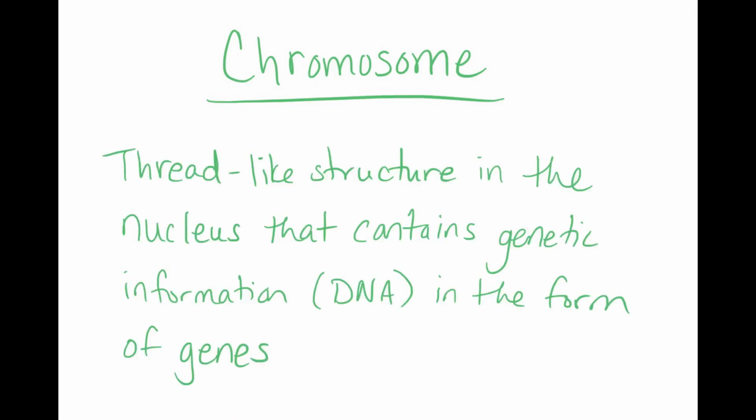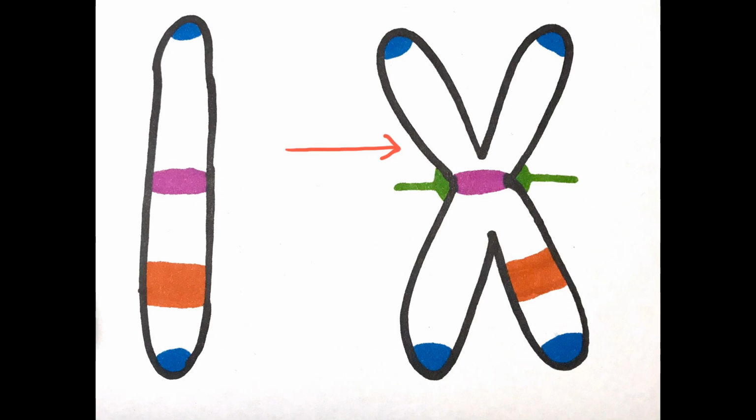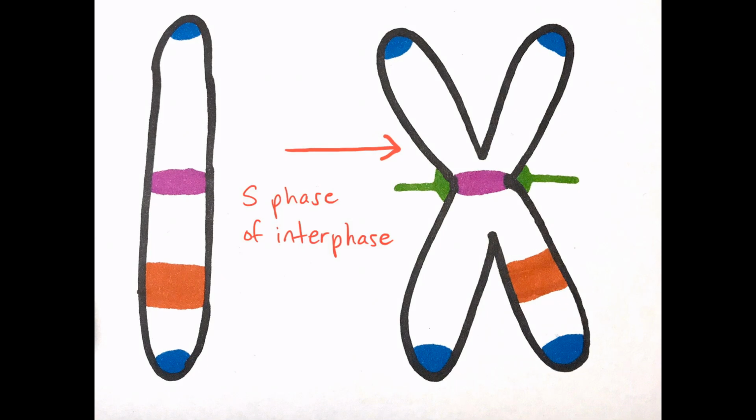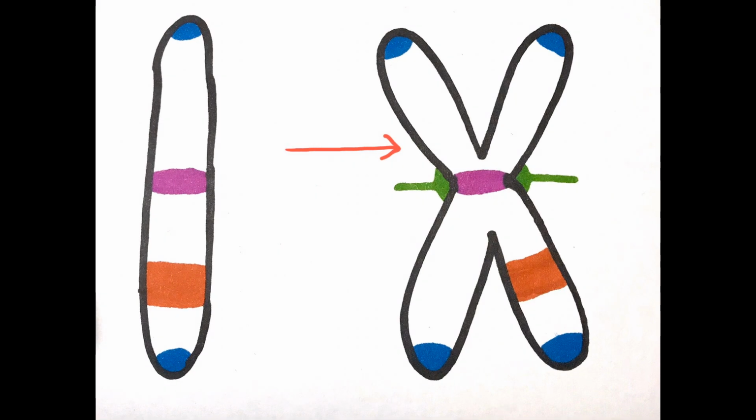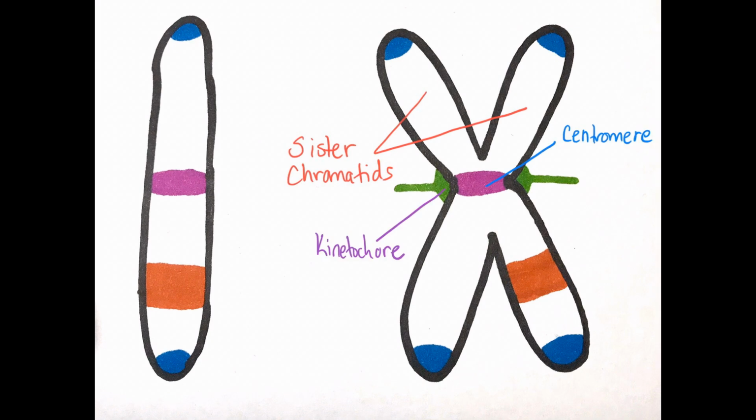A chromosome contains genetic information in the form of DNA and can ultimately take on two forms, which are currently displayed. The form displayed on the right side is a result of DNA replication during the S phase of interphase. This chromosome has two sister chromatids, which are bound by a centromere, or the kinetochore attachment site.